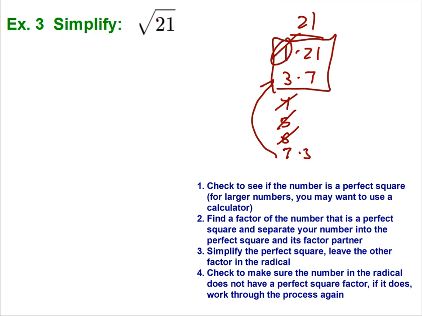Okay, 1's a perfect square, but we don't count it. 21's not a perfect square. 3's not a perfect square. 7's not a perfect square. 21 doesn't have any perfect square factors. So, my answer, my most simplified version, is just square root of 21. I don't do anything to this problem. It's going to be like that sometimes. Some numbers don't have perfect square factors, and because of that, they can't be simplified.